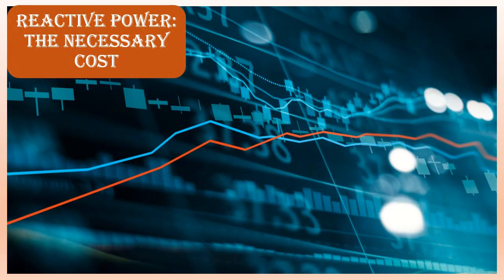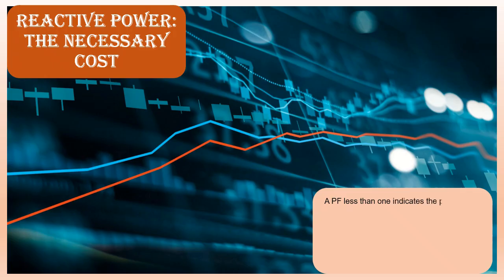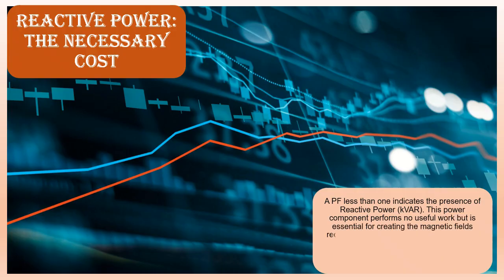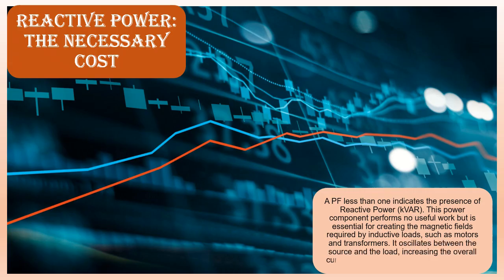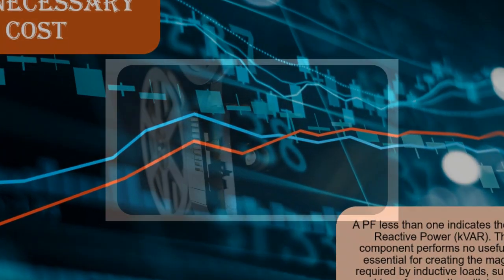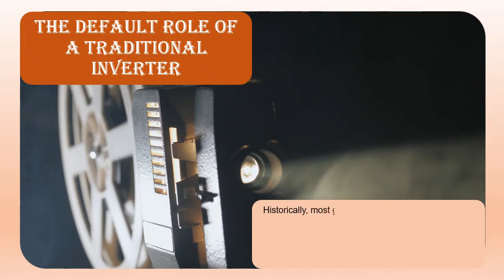Reactive power, the necessary cost. A PF less than 1 indicates the presence of reactive power, kVAR. This power component performs no useful work but is essential for creating the magnetic fields required by inductive loads, such as motors and transformers. It oscillates between the source and the load, increasing the overall current and stressing the grid infrastructure.